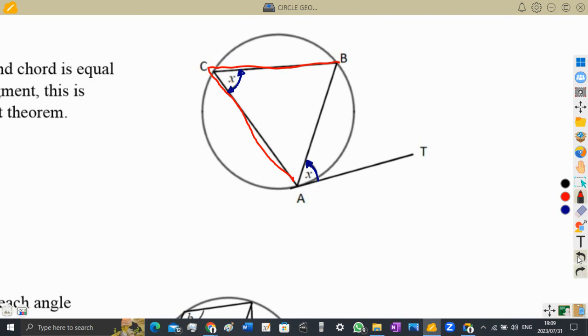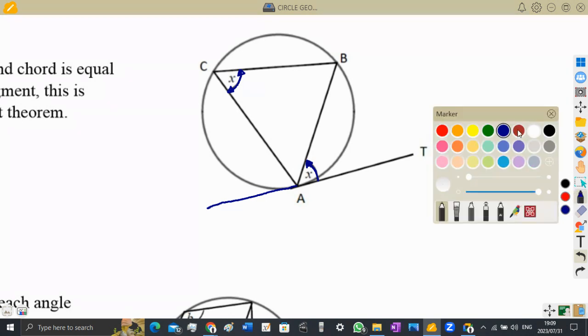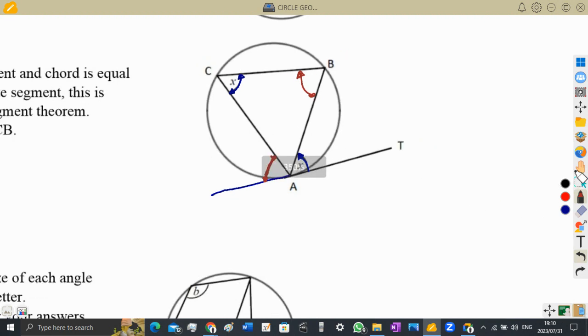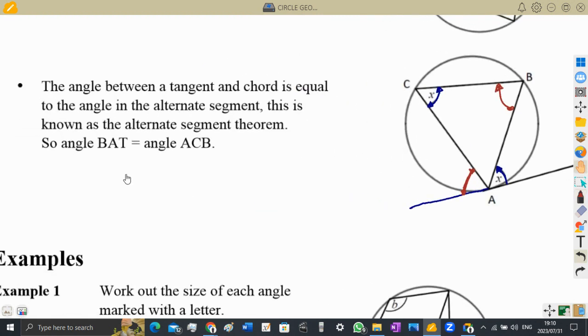If I were to extend from this side, if we work with this tangent like this, there's an angle between a tangent and a chord. This angle here will be equal to this angle. These two will be equal. So that is our theorem. The angle between a tangent and a chord is equal to the angle in the alternate segment. So this is our theorem up to this point.